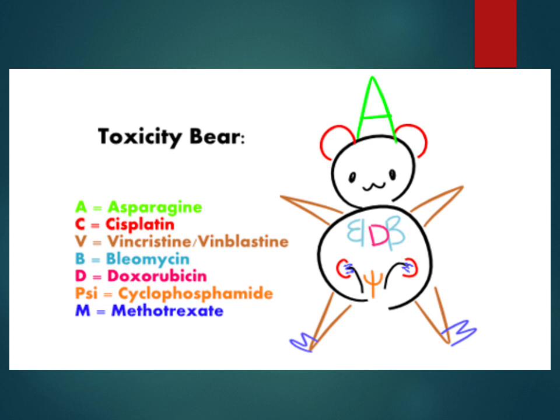Cyclophosphamide, which we don't use as much anymore, but was a mainstay for many years of treating ovarian cancer, can cause hemorrhagic cystitis, and then methotrexate, which we use primarily for gestational trophoblastic disease, can also cause some neuropathies.